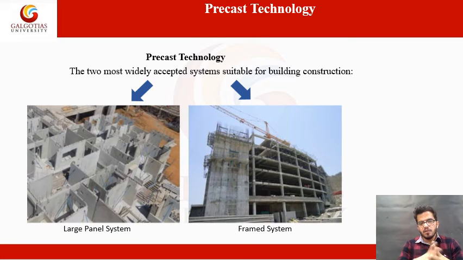So when we talk about the precast technology or the precast fabrication method, we have two different widely accepted systems suitable for the building construction. We have the large panel system, which is used for the construction of different typologies of buildings. We have different panels that are connected, and then we have a frame system in which the frame is first constructed and then the panels are attached to it.